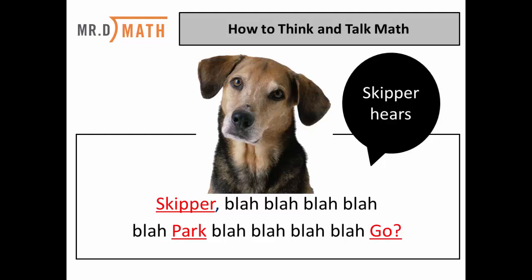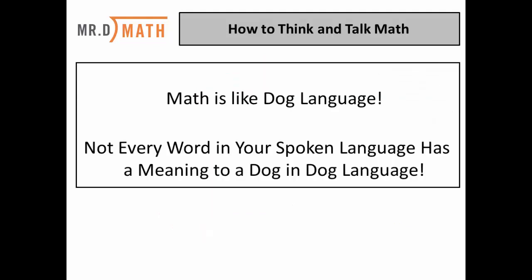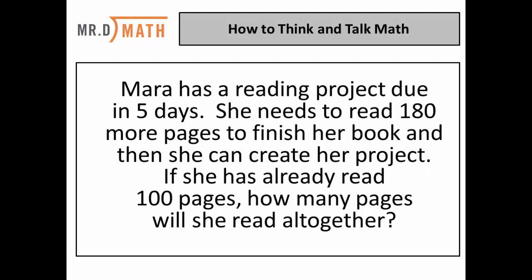Well, math language is a lot like dog language, because not every word in your spoken language has a meaning to a dog in dog language. The same is true in math. Not every word in the English language actually means something in math. Now you may be thinking, well, that actually makes sense. So our job, my job to work with young people, is this. Let's get the words in English that actually mean something in math so that young people know what those words are, and then the rest of it for them can be blah, blah, blah. Okay, well, let's keep rolling. Think about if you're going to read this.